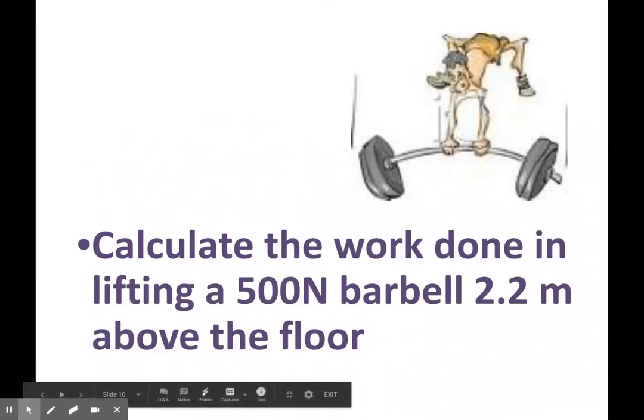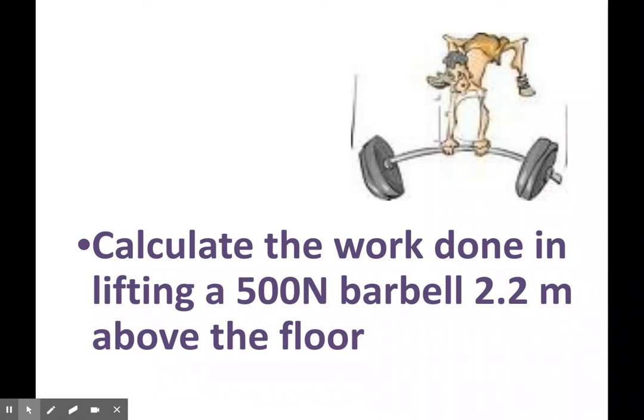Calculate the work done in lifting a 500 Newton barbell 2.2 meters above the floor. So we would just do 500 times that 2.2, and that would give us 1100 joules. Now, if it had said he lifts it and sets it back down, the displacement would be 0, so there would be no work done.